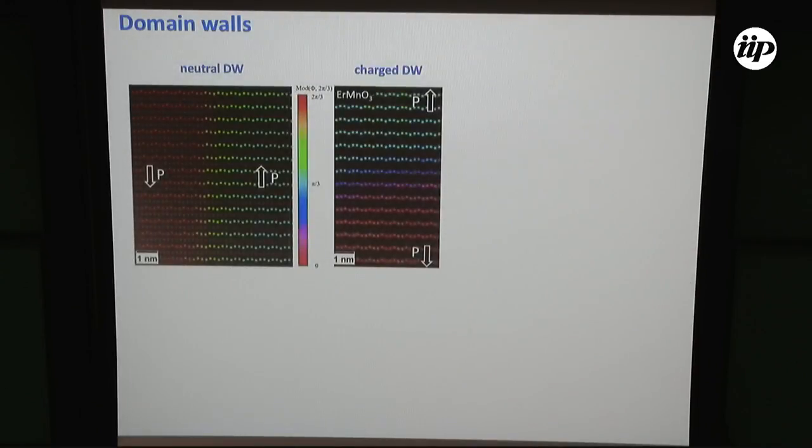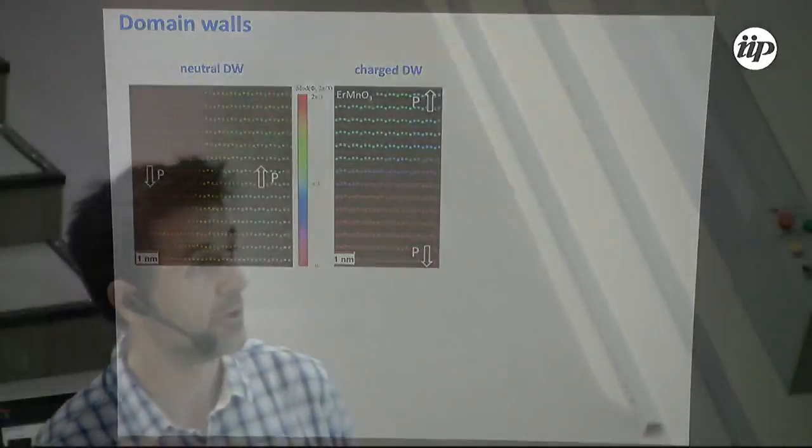So here I show you 2 images, again with atomic resolution, of 2 domain walls. Here the polarization is always vertical in this image. Here we have a standard 180-degree polarization domain wall that is neutral.